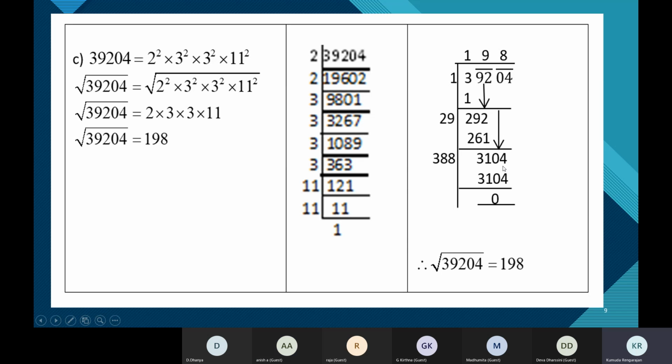The last digit is 4. Now, if you write 2 here and 2 here, 2 into 2 will give you 4 in the end, correct? Yes, ma'am. Or 8 into 8 will give you 64, 4 in the end. So you should try only 2 or 8. You must first try these two.